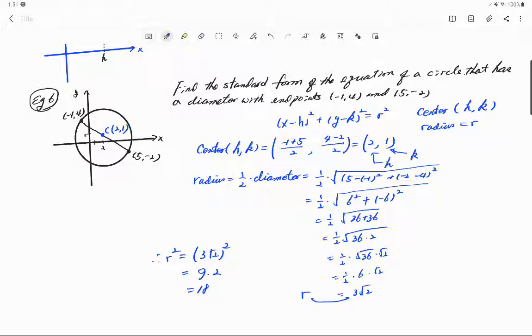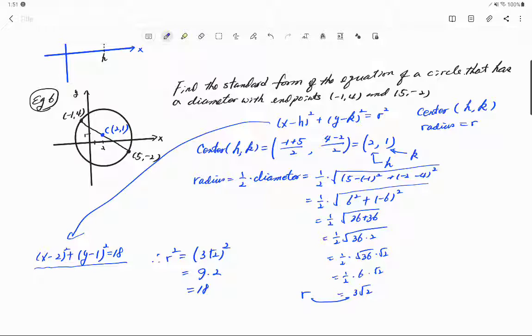From the equation, we can rewrite the equation. So the equation is (x minus h), h is 2, squared, plus (y minus k), k is 1, so minus 1 squared, that equals r squared. r squared is equal to 18, right? So we can write an equation like this. This is the standard form of the equation of a circle.